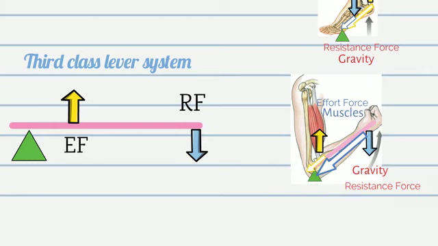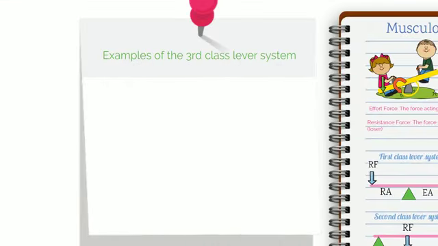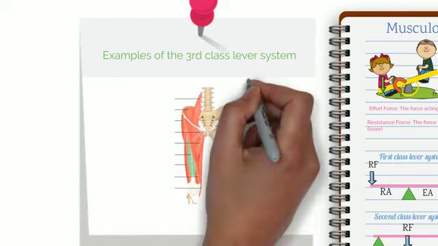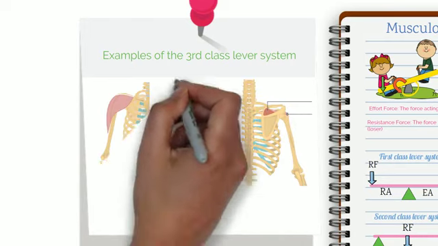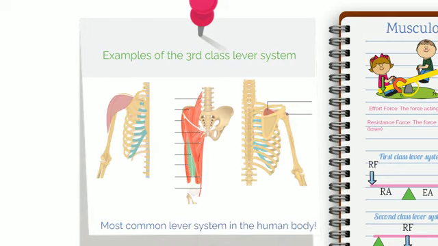Some other examples of the third-class lever system in the body are the quadriceps, supraspinatus, and deltoid. It is the most common lever used in the musculoskeletal system.